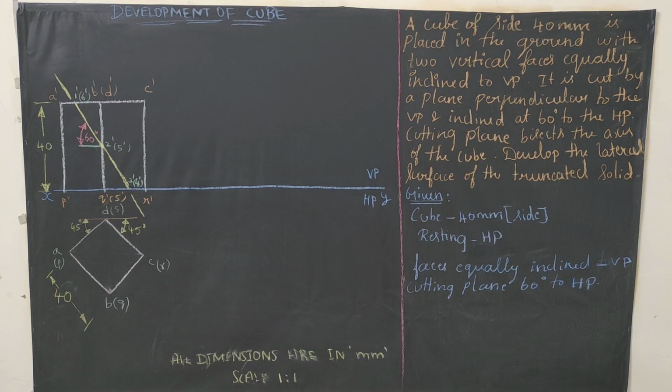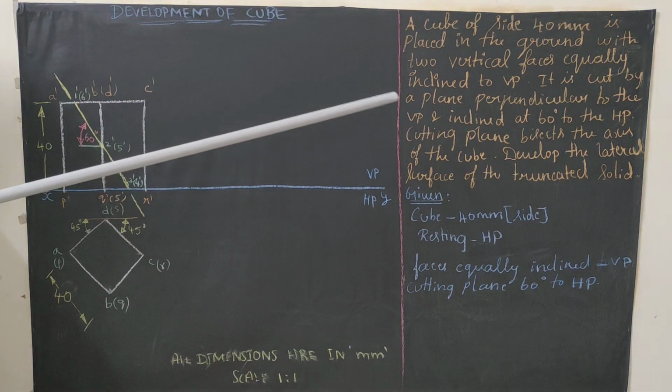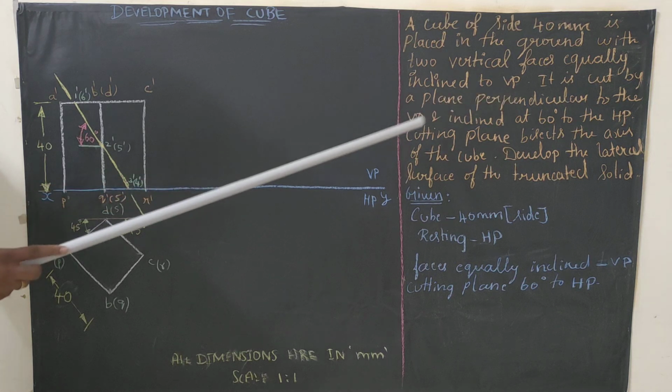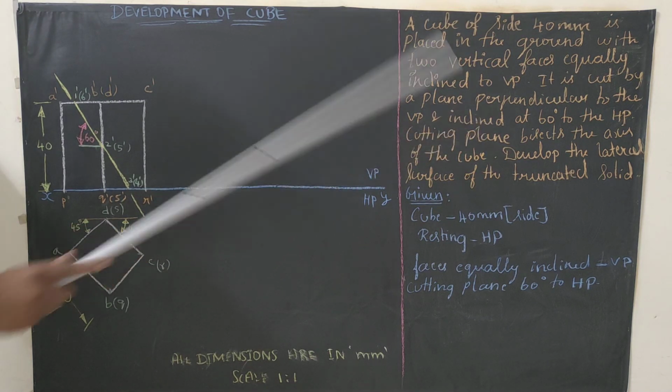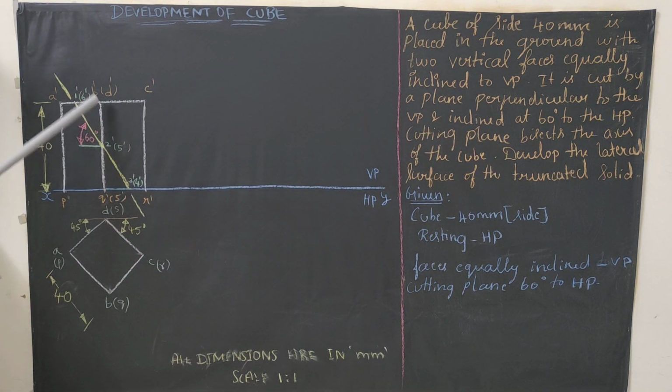So regarding the cutting plane, what I said is it is cut by a plane perpendicular to VP and inclined 60 degree to HP. So we need to draw a cutting plane at 60 degree with respect to HP, and it bisects the axis of the cube. See, the total height of the cube is 40, right? Bisecting the cube means from the base for 20 mm we keep a dot.